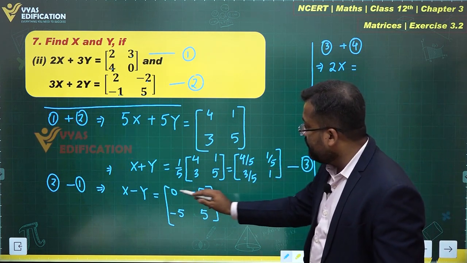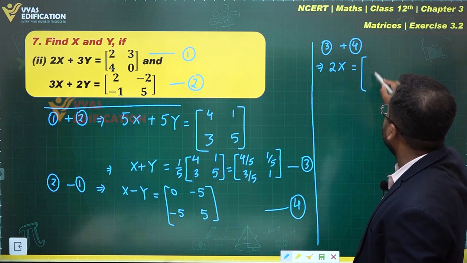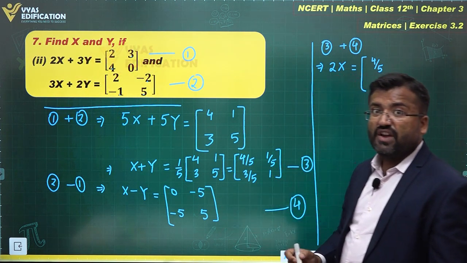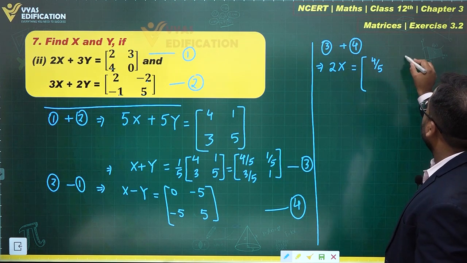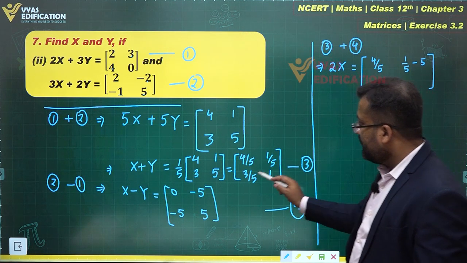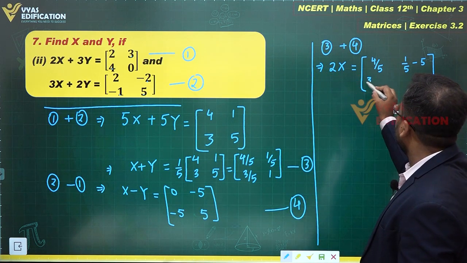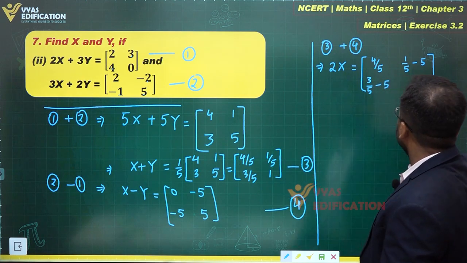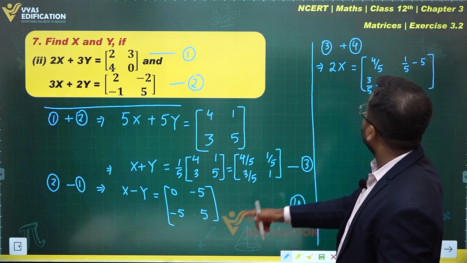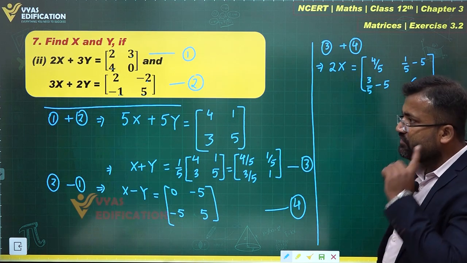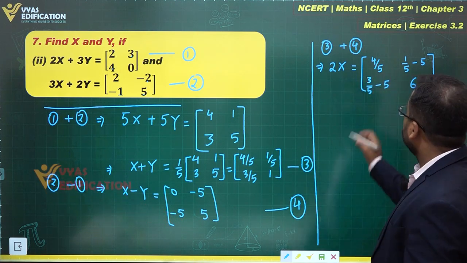Now corresponding elements, 4 by 5 gets added with 0. What you get is 4 by 5. 1 by 5 minus 5 is what we have over here. 1 by 5 minus 5 is what we have over here. 3 by 5 minus 5 is what we have over here. And 1 plus 5, which is 6. That's what you'll be having over here.